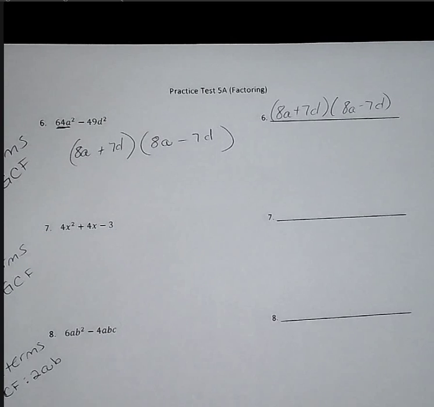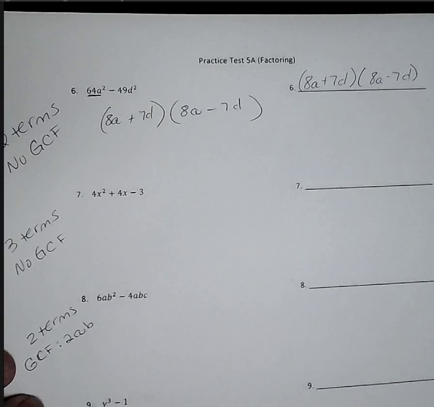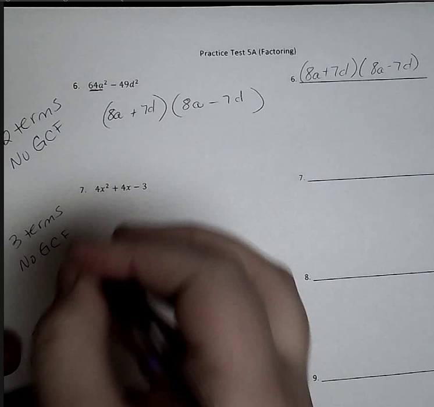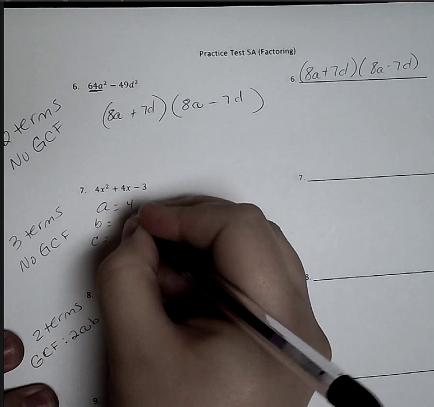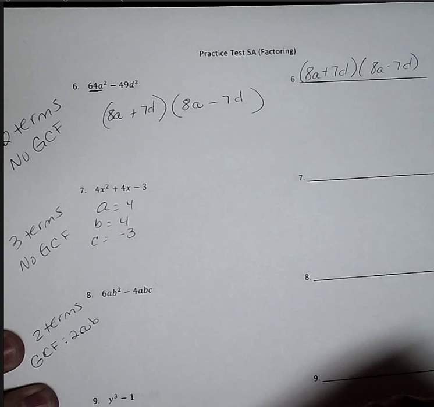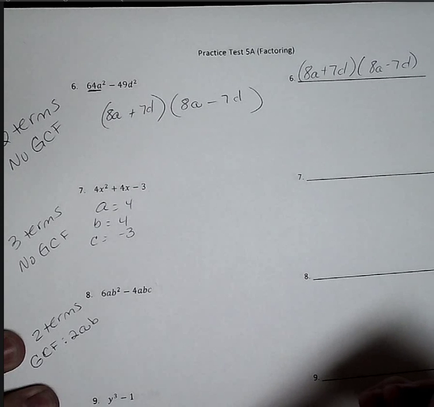Okay, on number 7, there are 3 terms with no greatest common factor. So that means we're going to use our AC method. So I've identified my A, B, and C. A is 4, B is 4, C is negative 3.